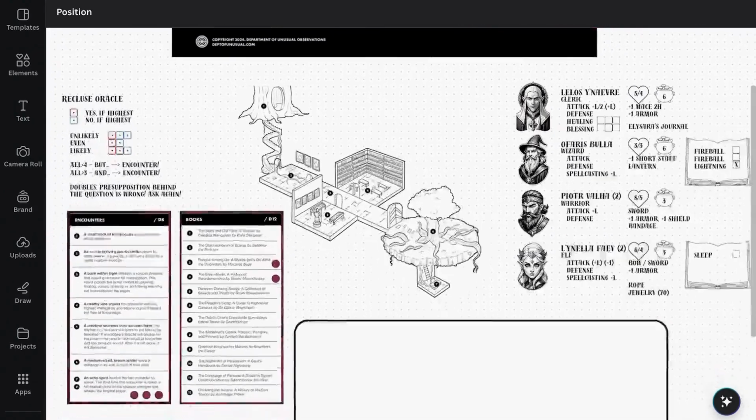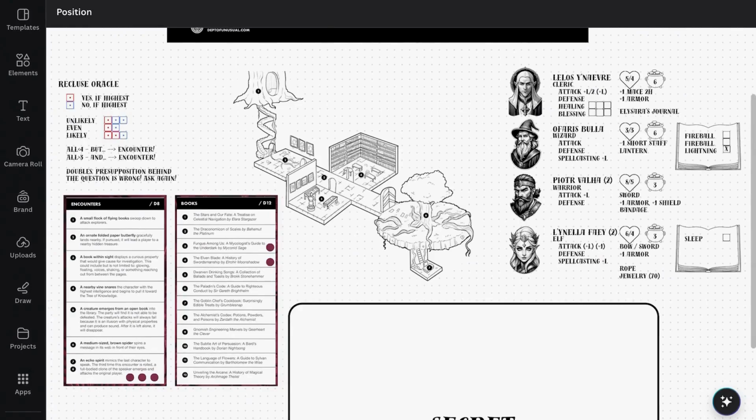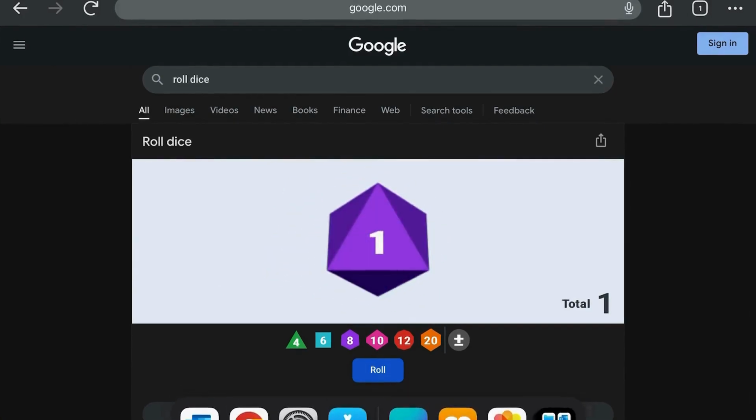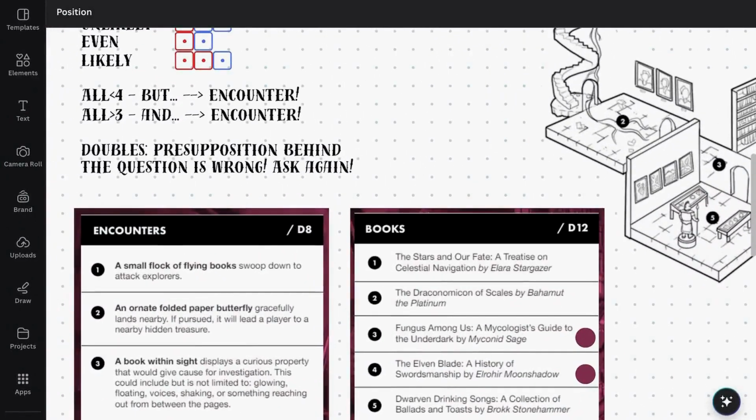So I will have to roll for wandering encounters for the corridor first. Oh, something is happening on the corridor. Number 1. What is the result of 1? A small flock of flying books swoop down to attack explorers. Okay, a small flock of flying books.